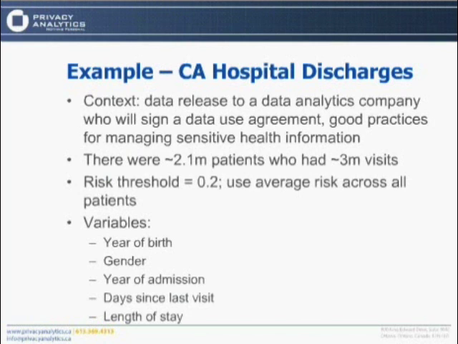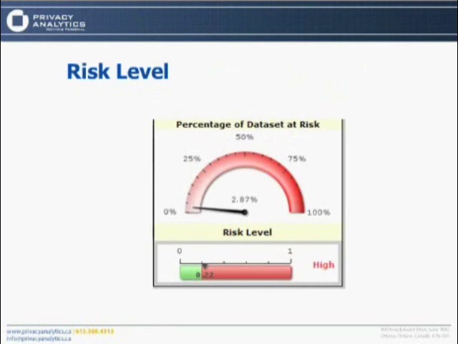And the fields we're looking at were year of birth, gender, year of admission, days since last visit, and length of stay. And zip code is not there because California doesn't release zip code information for its hospital discharge data sets. So on those 5 fields, it's a longitudinal data set. These are visits over a year.